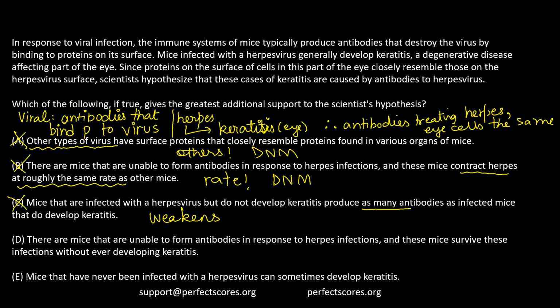So the argument basically says that these antibodies that have been created for the herpes virus are actually causing the keratitis. It says mice that have never been affected can sometimes develop keratitis. That is actually weakening our argument, showing that there is some other reason that can lead to keratitis. So that's why E is wrong. What D says is there are mice that are unable to form antibodies. And these mice go through the disease without ever developing keratitis. So if they don't have antibodies, they don't have keratitis, which basically supports our argument, and D is the answer.